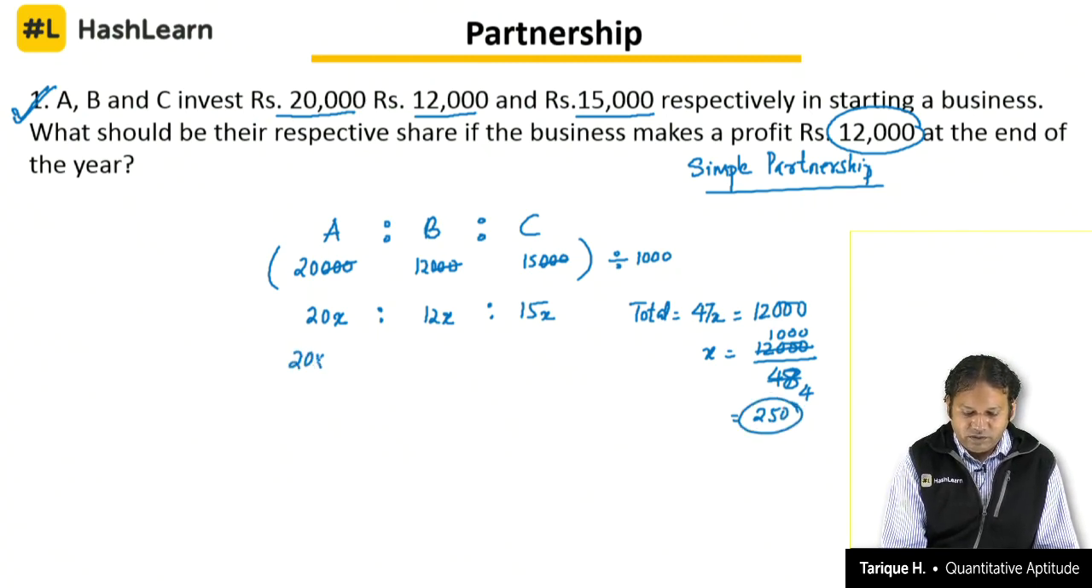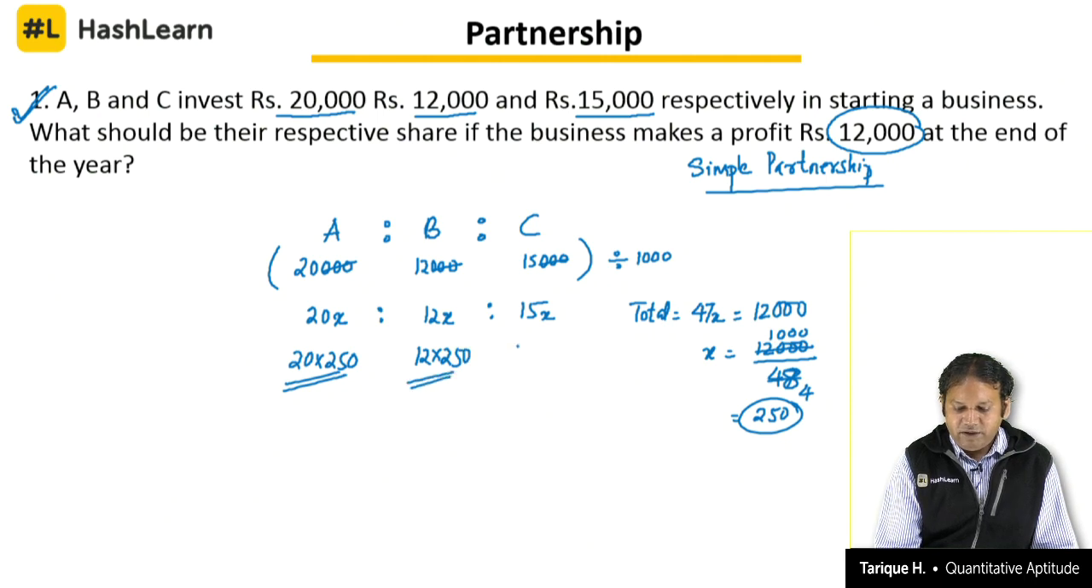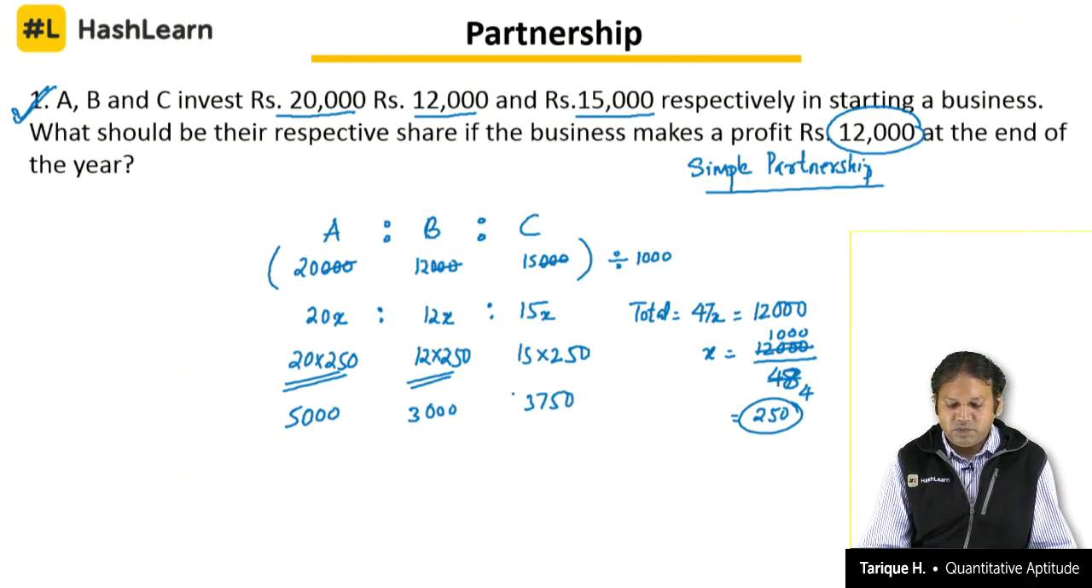We multiply 20 into 250 to get integer answers. This will be the share of A, 12 into 250 will be the share of B and 15 into 250 will be the share of C. Accordingly, we can find out how much this is. So, 20 into 250 is 5,000, this is equal to 3,000 and this is equal to 3,750, that is approximately 11,750, but that is because we have taken 47 to 48. That is why we are getting a small difference here, but approximately A will get 5,000, B will get 3,000 and C will get 3,750.